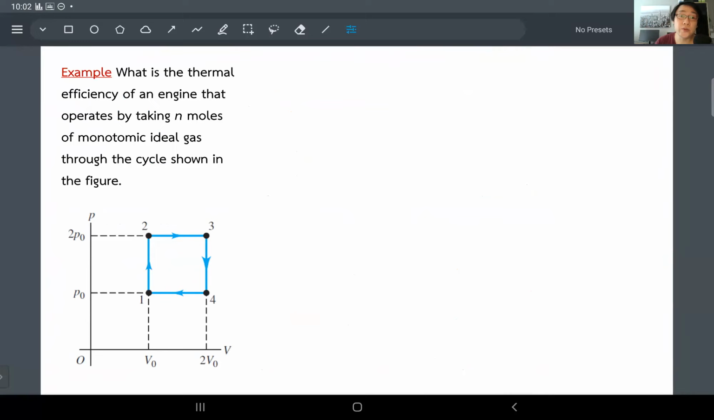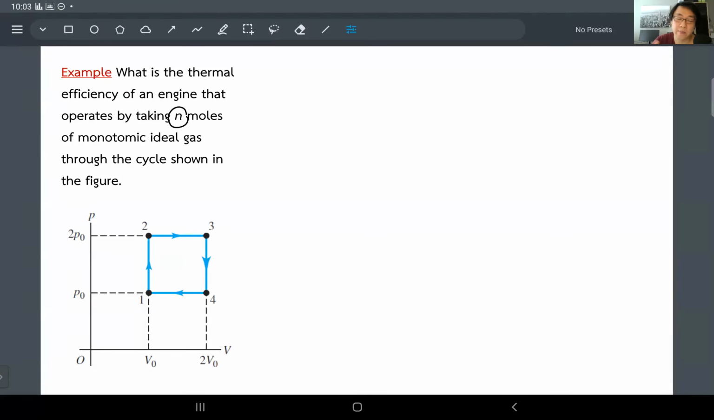I want you to practice this along with me, or if you can do it in advance, it will be really nice. I'm going to go very slowly on this one because I think this will give you a grand conclusion of what we are doing. Even though the question is so simple: we have a PV diagram, you are shown a cyclic process, 1, 2, 3, 4, and the question is simply asking what is the thermal efficiency of the engine, assuming there are n moles of monatomic ideal gas. Let's go from there.